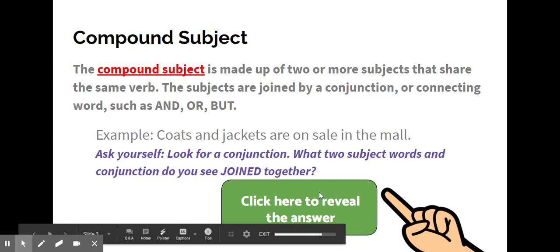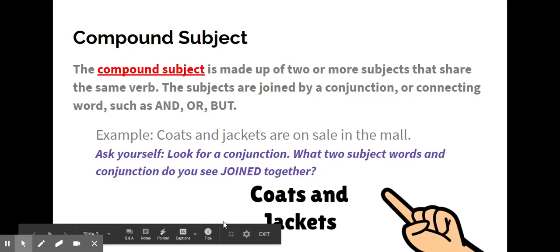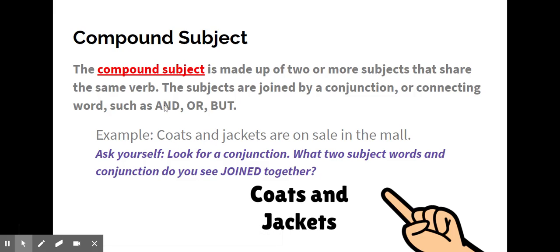I should probably go into present mode. It'll work better then. There we go. All right, let's click to reveal our answer. It's coats and jackets. So if you look in the example, I asked you to find the conjunction. From the definition, I can see that and is a conjunction, and the only conjunction I see in this whole sentence is and. Now, what two subjects is this conjunction joining? Coats and jackets.